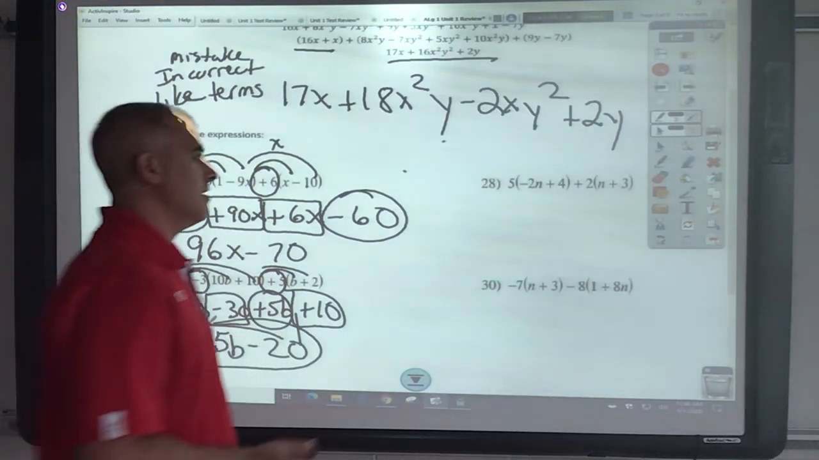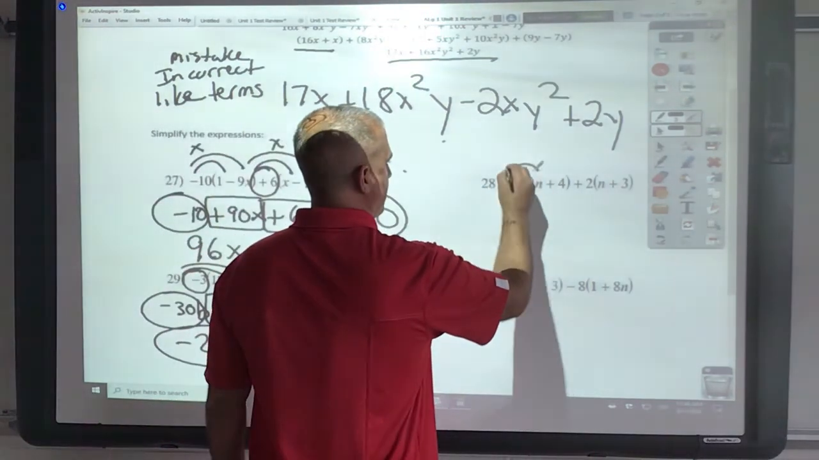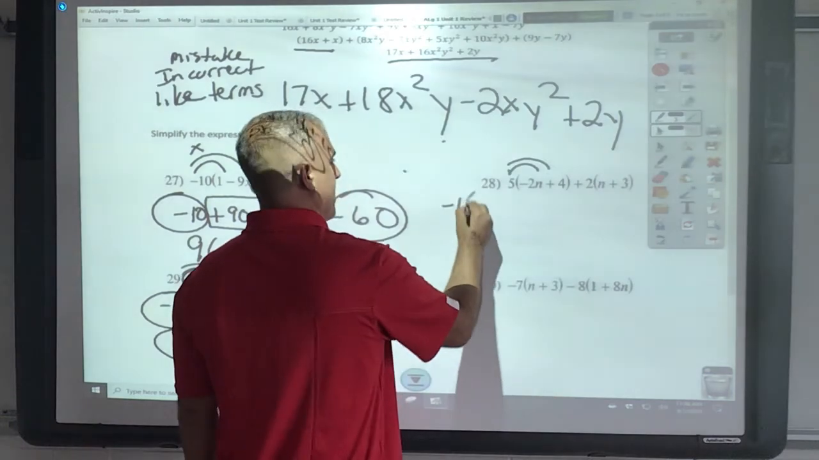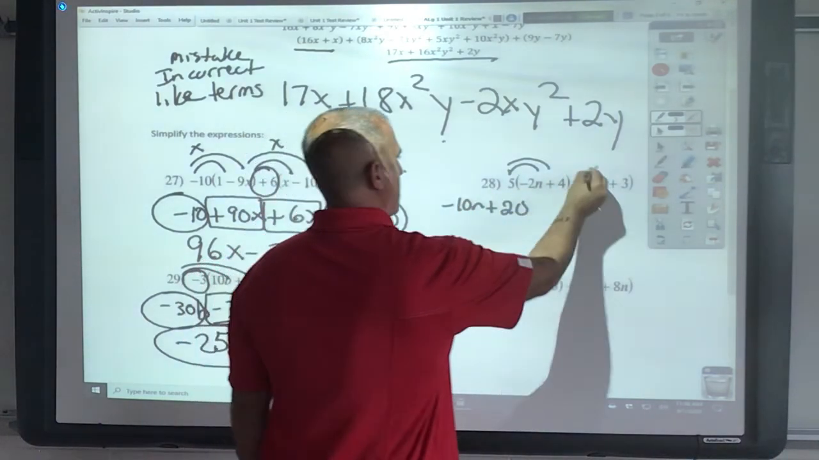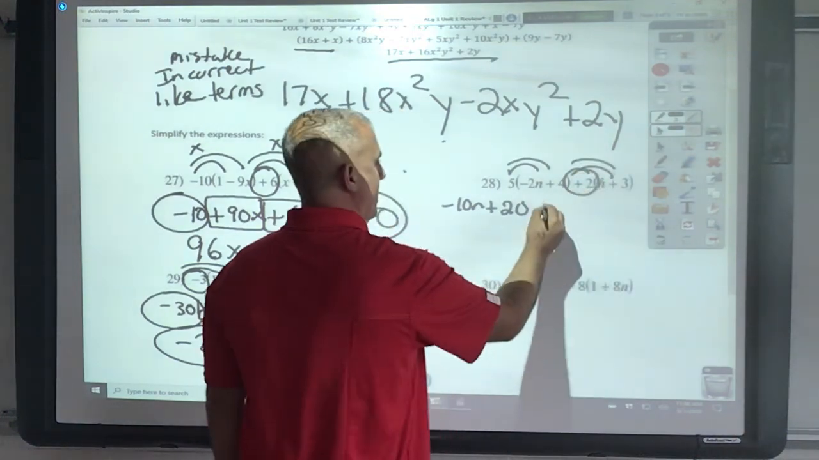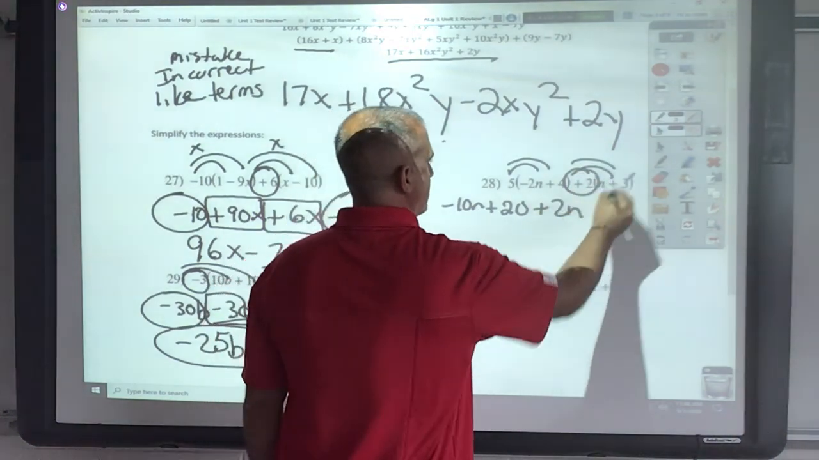Okay, all right. This one I'm going to do 5 times. 5 times negative 2 is negative 10n. 5 times 4, which is 20. Then I'm going to take this 2 and multiply. 2 times n would be 2n. 2 times 3 would be 6.